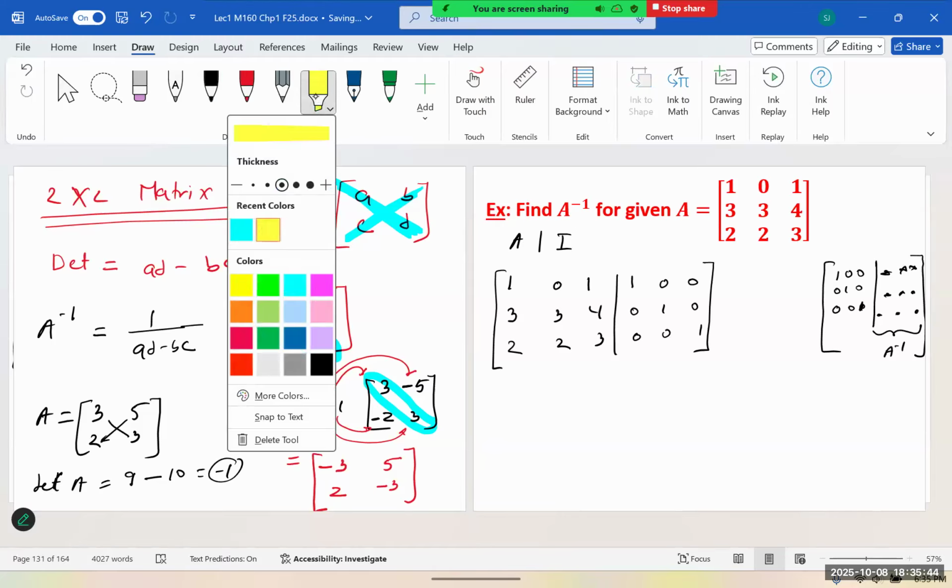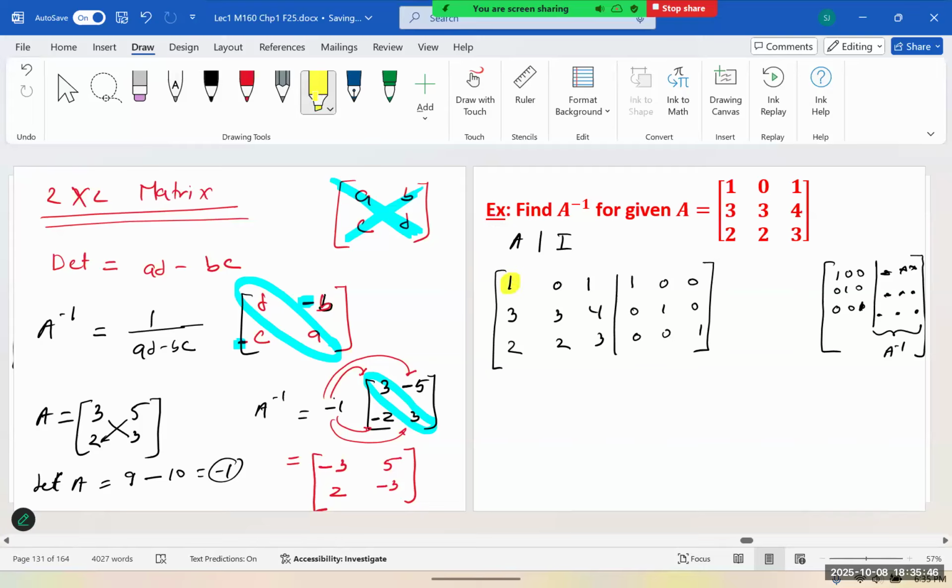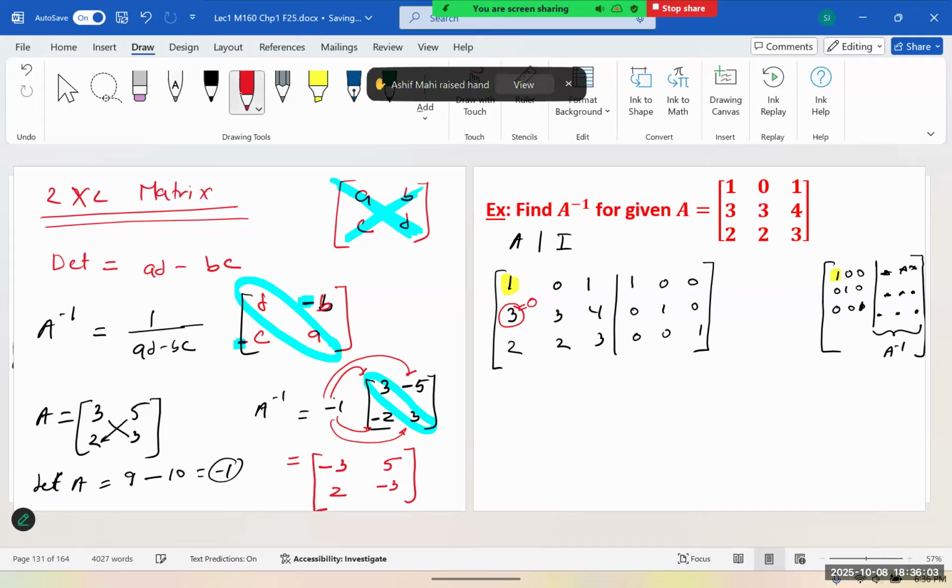So right now we are lucky. Our first position is already 1, and what we wanted was also 1. So we don't have to do anything for the first position. Then we go for the second position. Our second position is 3. We want this 3 to turn into 0. We want to make 3 into 0. Ashif, go ahead. So R2 equals R2 minus 3R1.